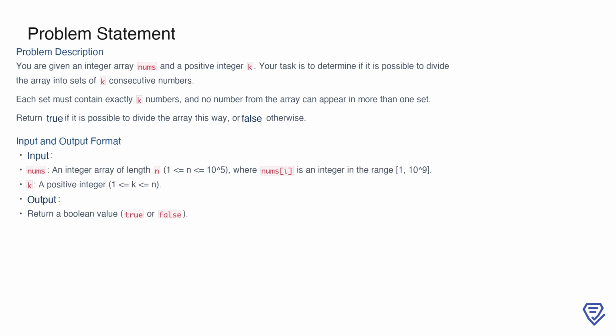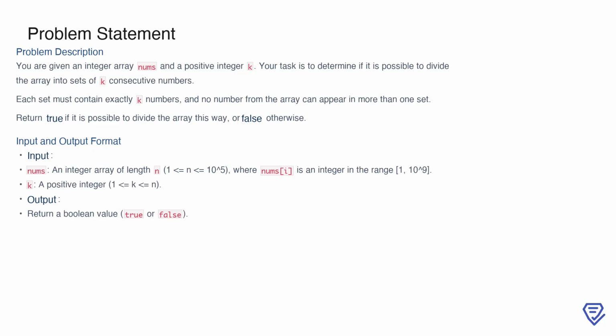In this problem, you're given an integer array called nums and a positive integer k. The objective is to determine if it's possible to divide the array into sets of k consecutive numbers. Each set must have exactly k numbers, and no number can appear in more than one set. Essentially, you're trying to partition the array so that every set has numbers in a strictly consecutive sequence of size k. If this is achievable, the function should return true, otherwise, it should return false.